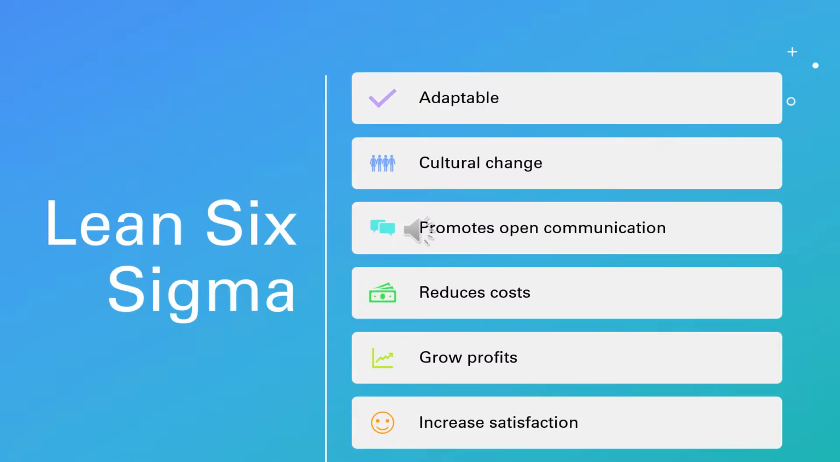Six Sigma is adaptable to all companies, regardless of industry or location. It's a cultural change within the structure to define and eliminate the root cause of a problem. It decides what tools are needed. It promotes open communication and encourages all employees to generate ideas.